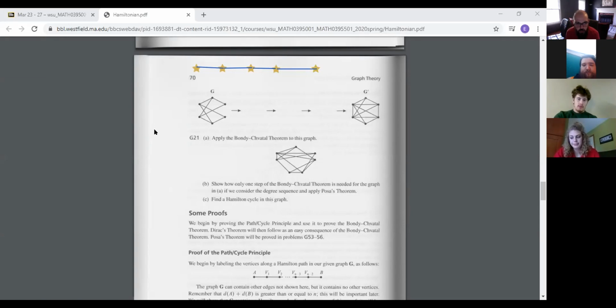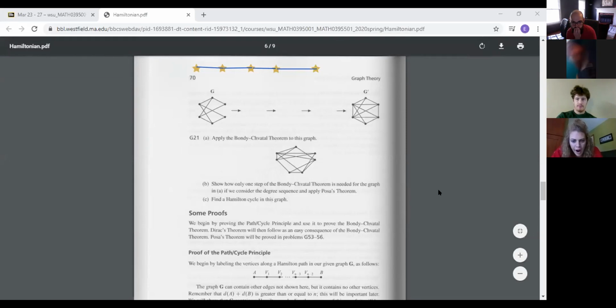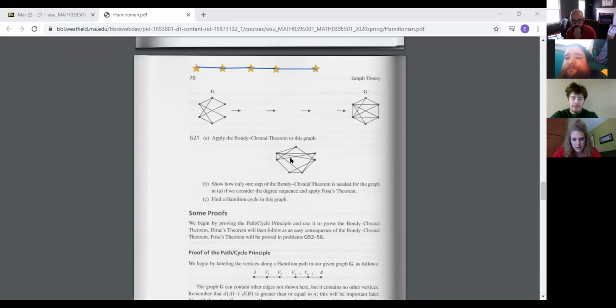All right, so what are we thinking? We're thinking about 21 here? Yes. So for this one, you would add these two at first because they equal 7. And then you could add these ones. And then there's a Hamiltonian cycle. Yep. They want you to show how only one step is needed now. So for B, that's where we're at.